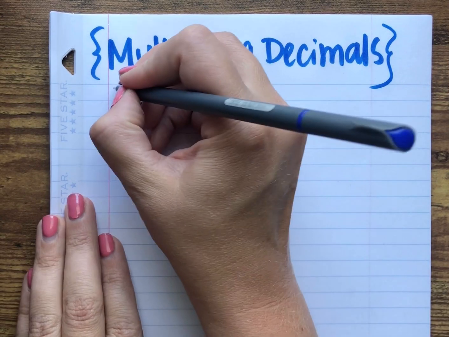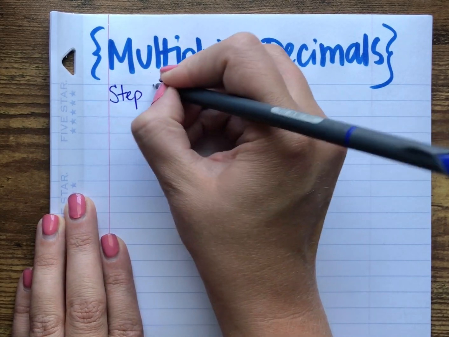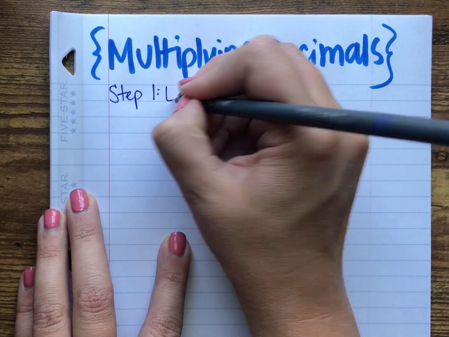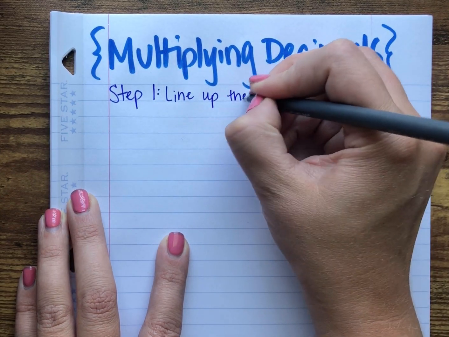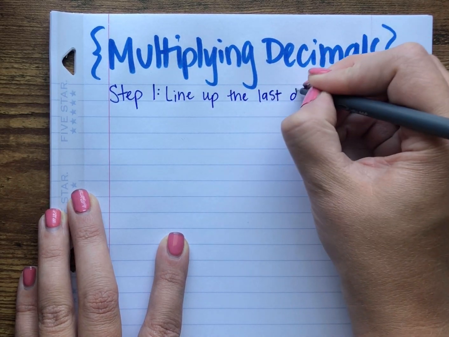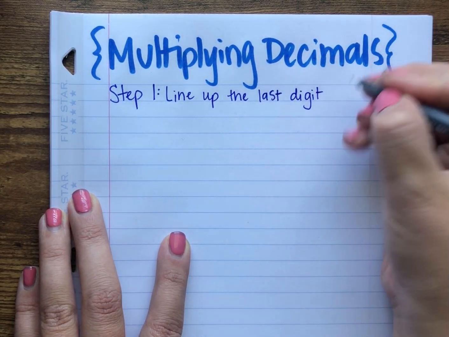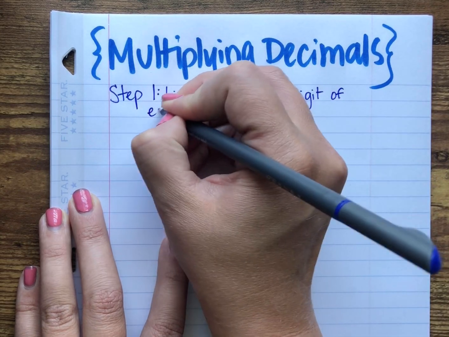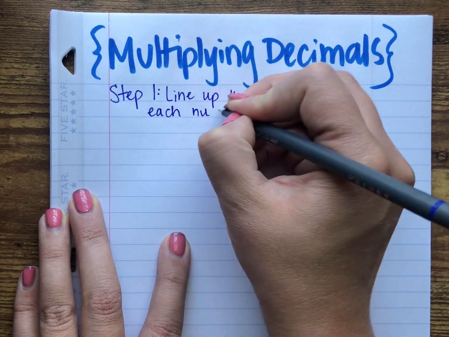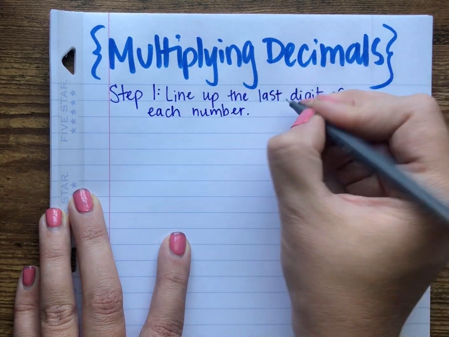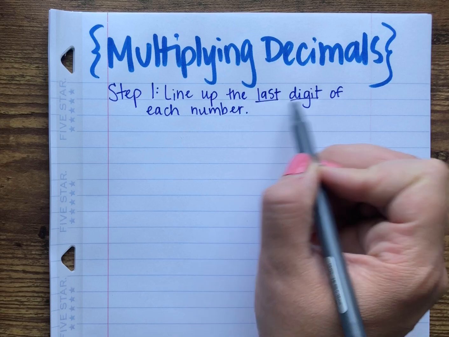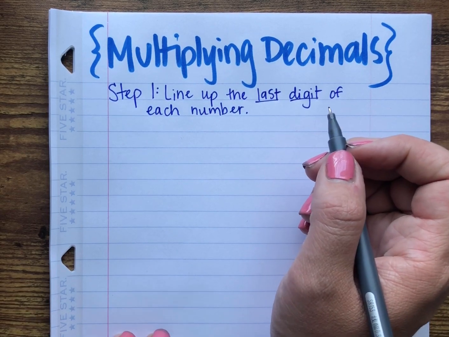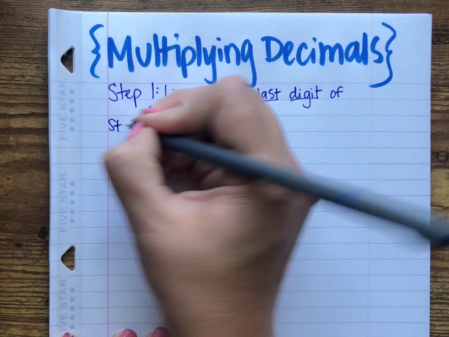So we're going to start with step 1. Step 1 is going to be to line up the last digit of each number. Line up the last digit of each number. Notice this is different from add and subtract. So add and subtract, it would say line up the decimal, but with multiplying decimals, it's definitely a little bit different.